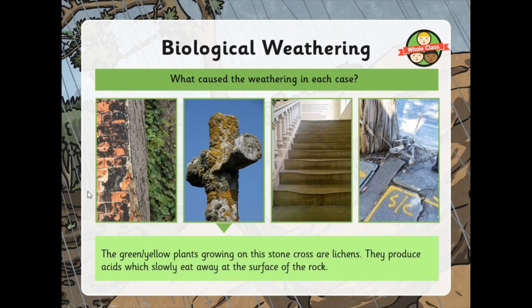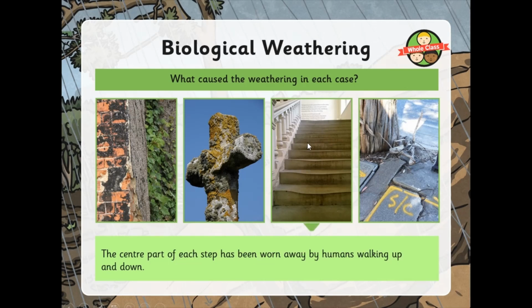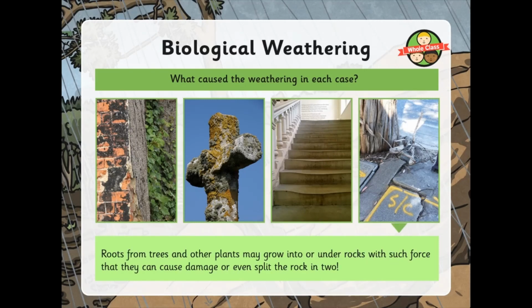Let's look at the next one. Again, the green and yellow plants here growing across this are called lichens. Now, they produce acids which slowly eat away at the surface of the rock. Okay, you'll often see this with a lot of older rocks. Look at here, what's happened here? Again, these stairs have been worn away by humans walking up and down the stairs. If you live in a slightly older building, you may be able to even go and see this on your stairwell. And then finally, again, roots from trees and other plants can grow into or under rocks with such force that they can cause damage or even split the rock into two.